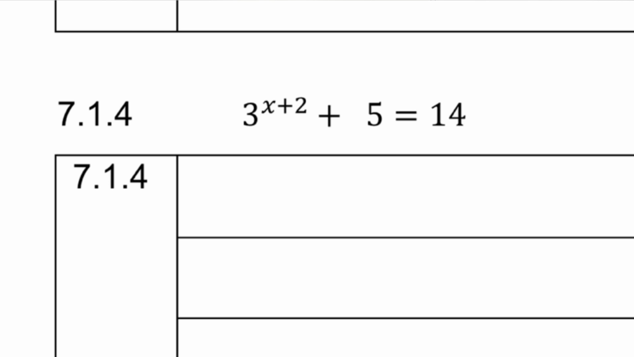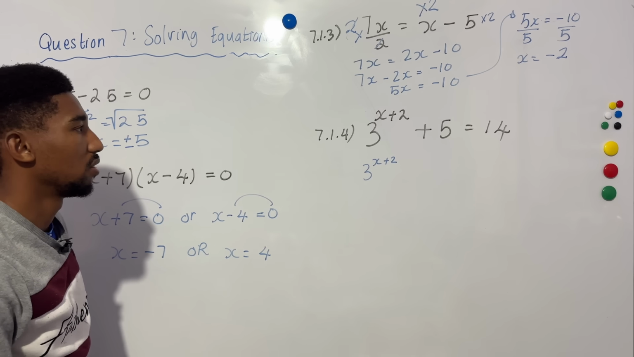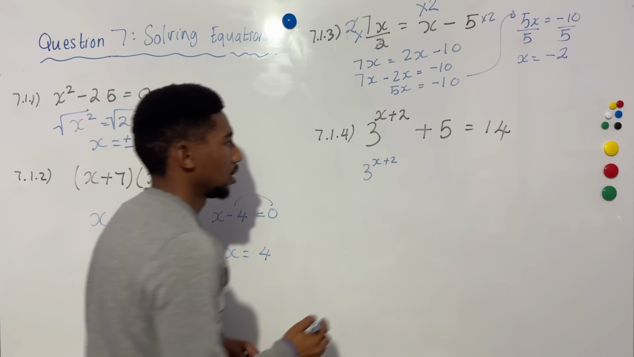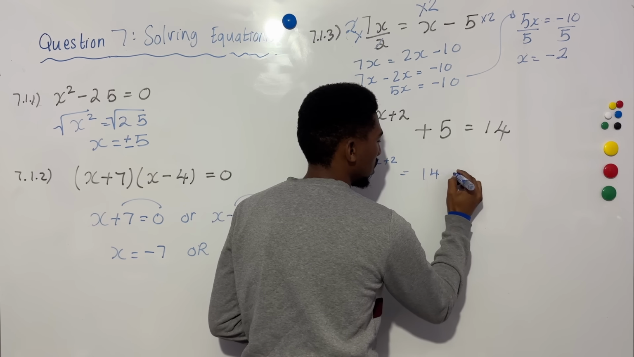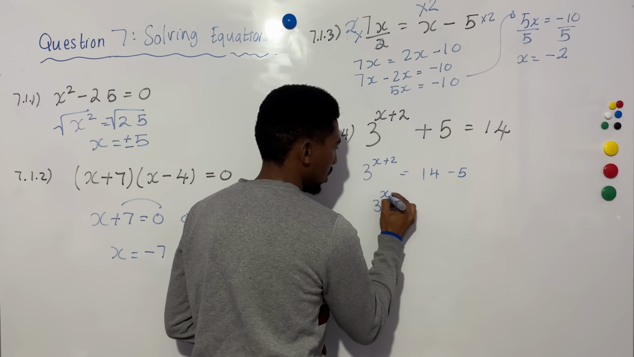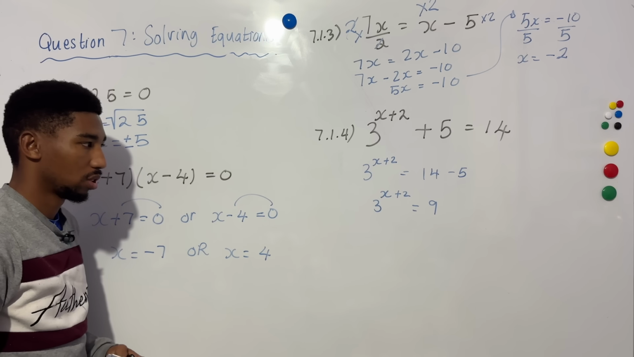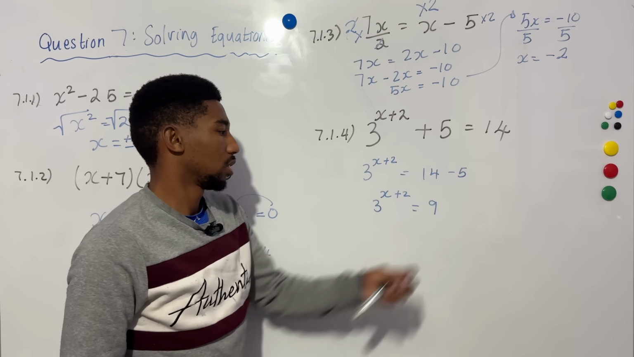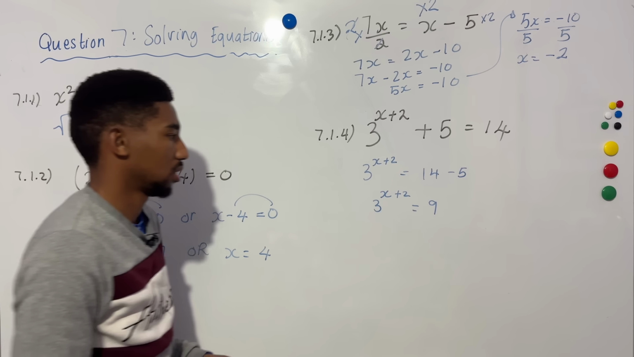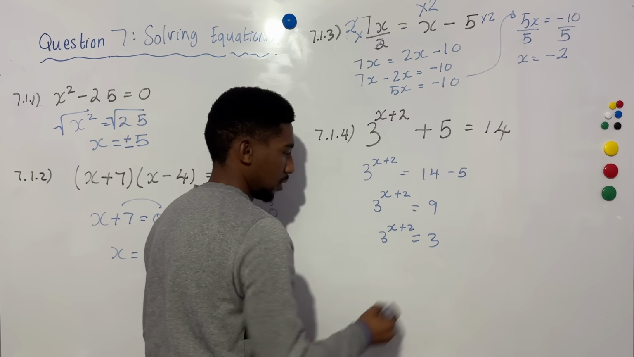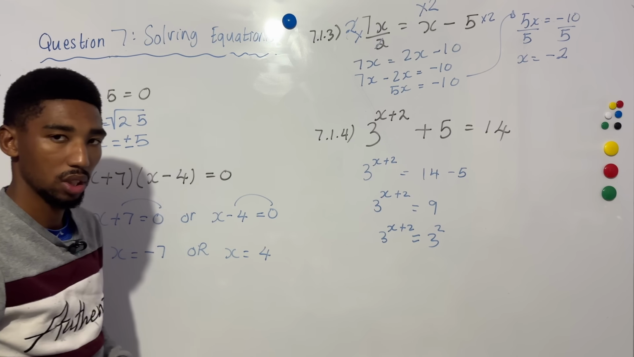Okay. Now, here again we have something tricky. We have 3 to the power x plus 2. When you have an exponent in grade 9 for now, you have an exponent of a letter, take everything else over to the other side. So 14 minus 5, so we have 3 to the power x plus 2 equals to 9. The next step you do is, when you have this, you rewrite to have the same bases. So you're going to rewrite this 9 to have the base of 3 to the power of 2. Okay, because 3 squared is 9.